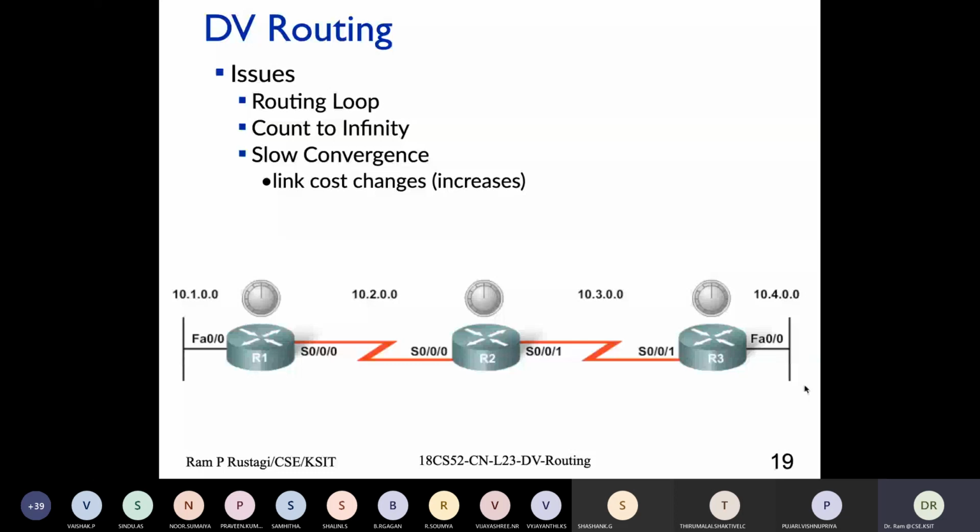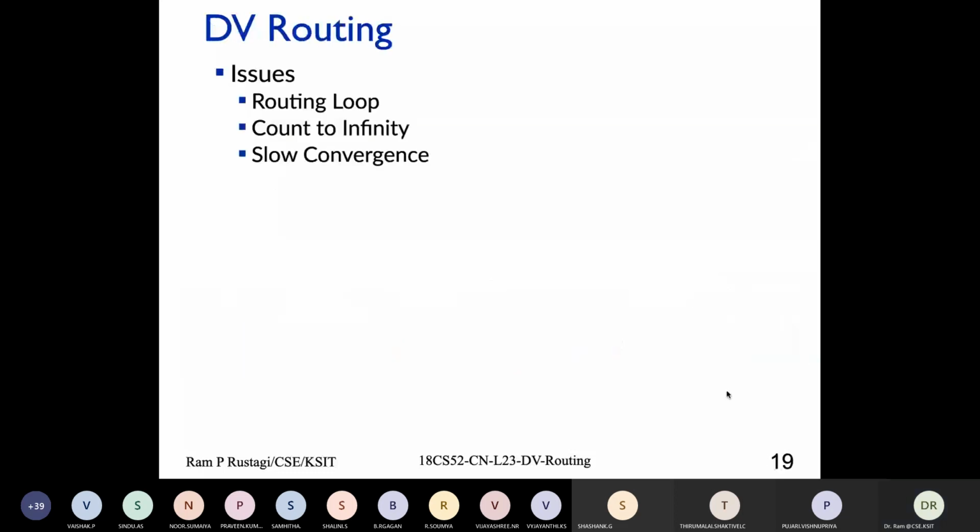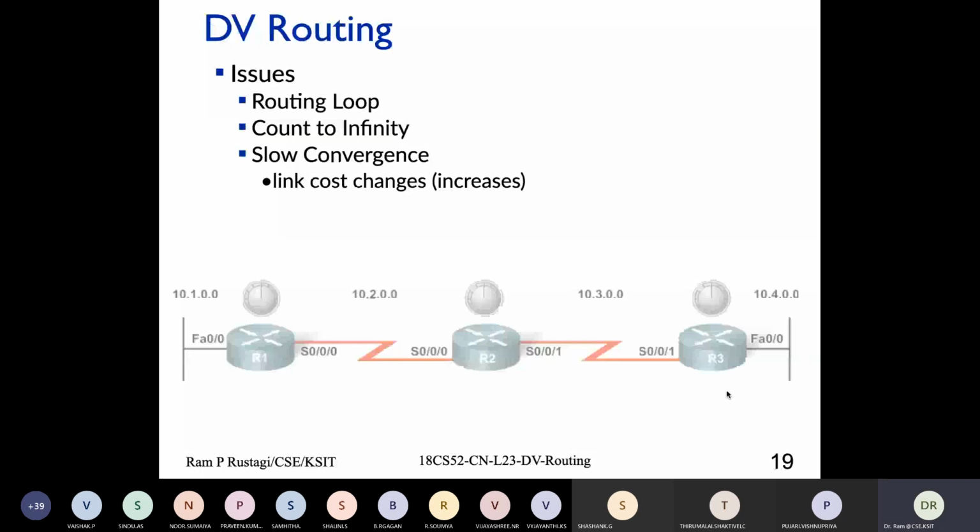And because it updates the distance vector estimate, it will communicate this information to R2. Now R2, previously its estimated value for this network was 1. Now R2 sees the new estimated value for 10.4.0 is 2. It does recomputation: it says my edge cost is 1, and R3 says the cost is 2, so it updates it to 3. It communicates back, R3 updates to 4, and this process goes on, and this is what is called count to infinity.